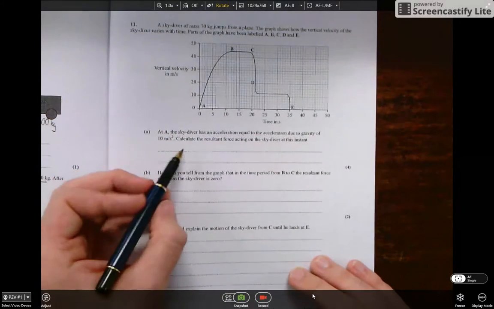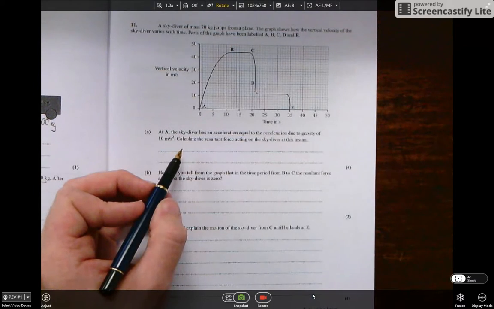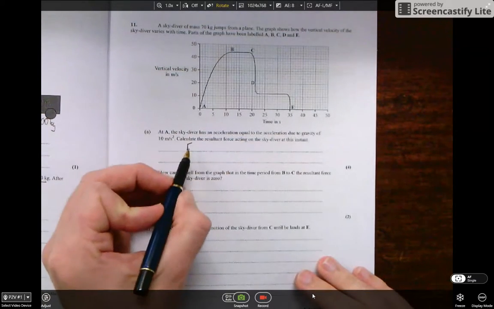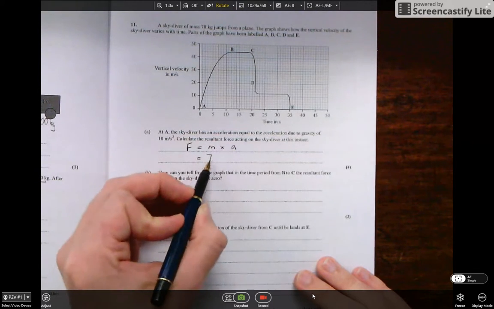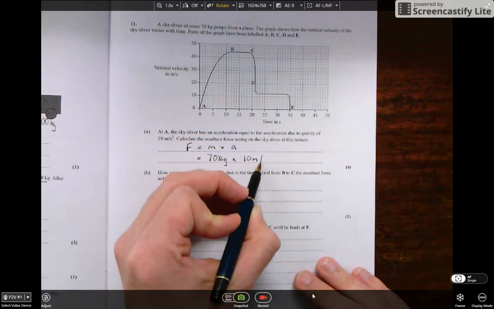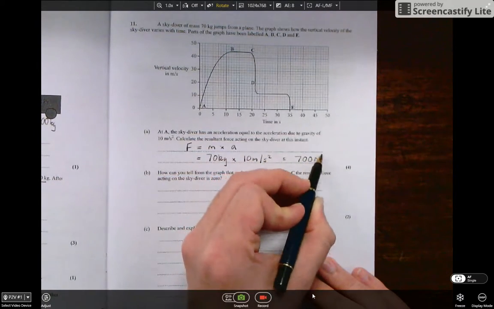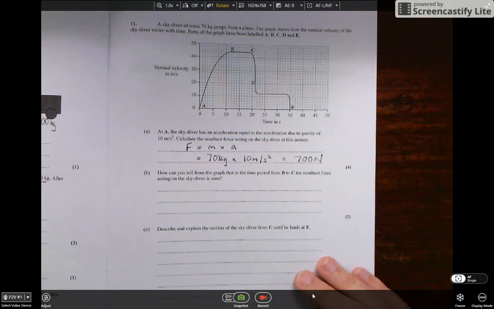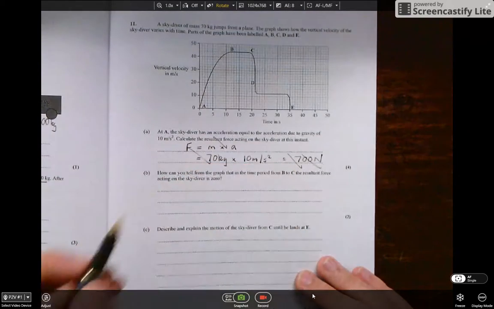So we're asked, at A, the skydiver has an acceleration equal to the acceleration due to gravity. What's the resultant force? So force is mass times acceleration. We're told the mass of the skydiver is 70 kilograms, and their acceleration is due to gravity, so it's 10 meters per second squared. So that means that they've got 700 newtons acting on them at this point. The marks here, 4 marks, so we've got equation, sum, answer, unit.